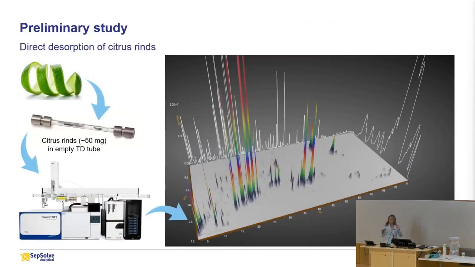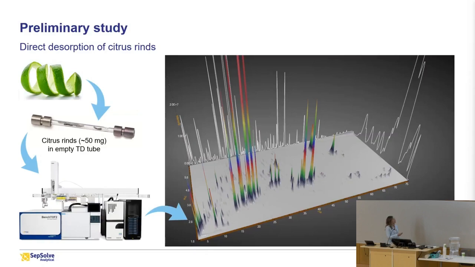Now I'll show you a couple of preliminary studies that we've done with the setup. One of them is doing citrus rinds in an empty TD tube. If you're not familiar with TD, I do have some TD tubes that I can show you. Anything small enough to fit into a TD tube, we can do by thermal desorption. You can do it at different temperatures to see what analytes come off. In this specific case, those go into our autosampler and are moved onto the trap the way that I've described previously, and then are analyzed by the GC-TOF.